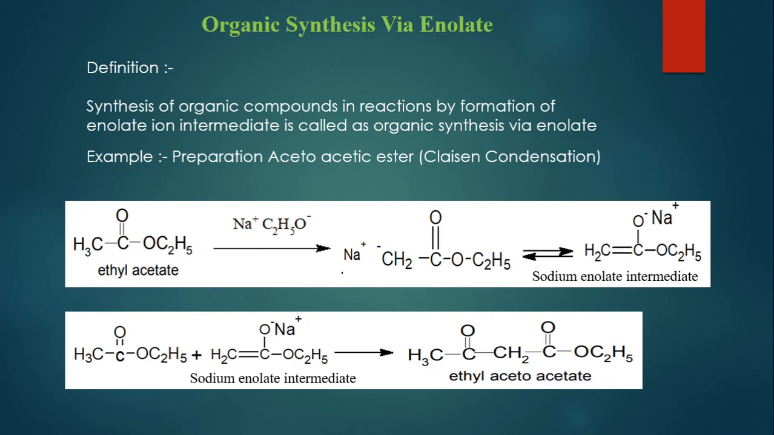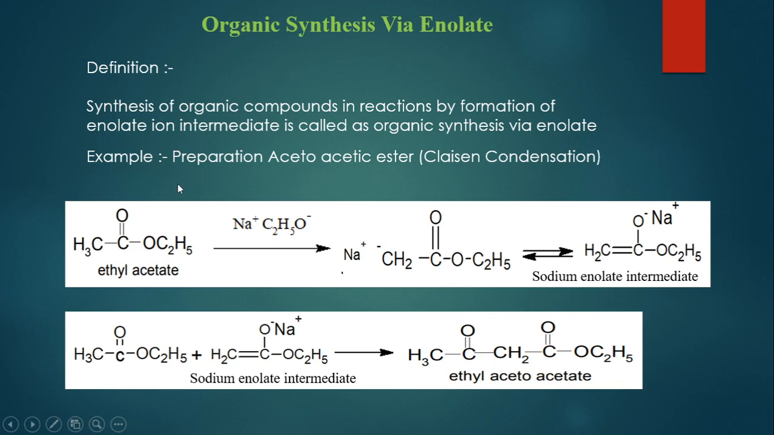What is organic synthesis via enolate? Synthesis of an organic compound in a reaction by formation of an enolate ion intermediate is called organic synthesis via enolate. In any organic reaction, there is generation of an intermediate. In this organic reaction, the main responsible intermediate is the enolate intermediate. Due to that enolate intermediate, we get the desired organic compound. Such a type of reaction we call organic synthesis.